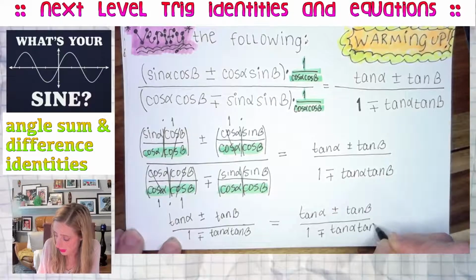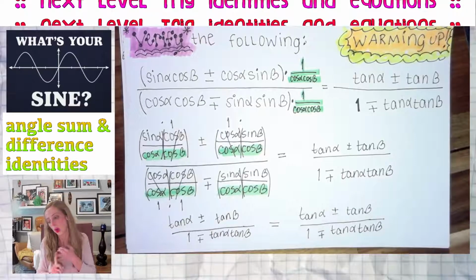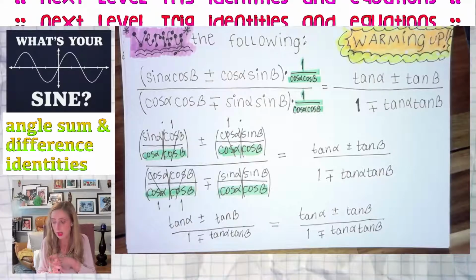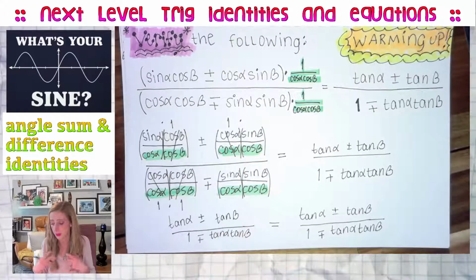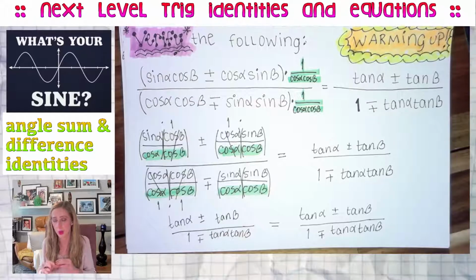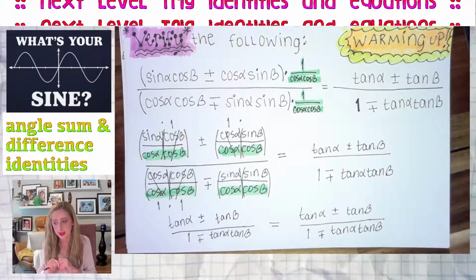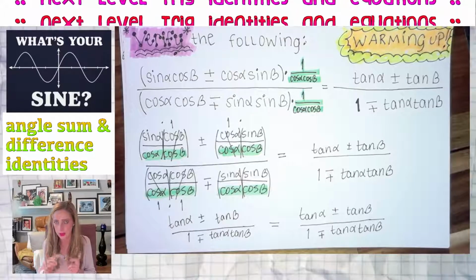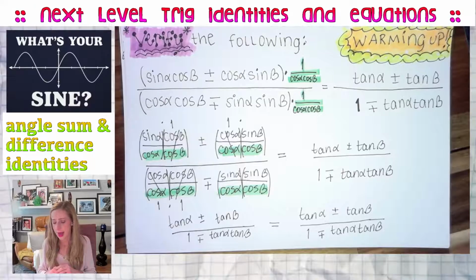That was just a warm-up, a throwback to when we were doing identities and verifying identities, and we were really only implementing the reciprocal, quotient, and Pythagorean. And now we're going to start introducing new identities. So right now we're working with the angle sum and difference identities. Again, you should have those written in your notes already for the introduction lesson.